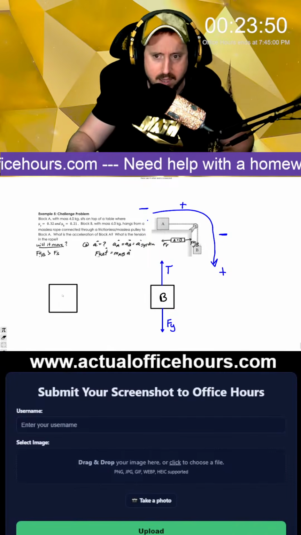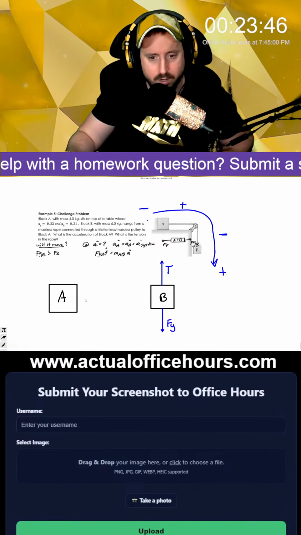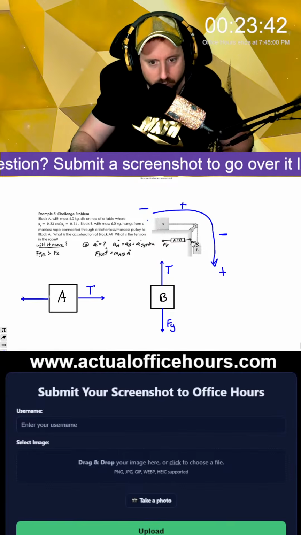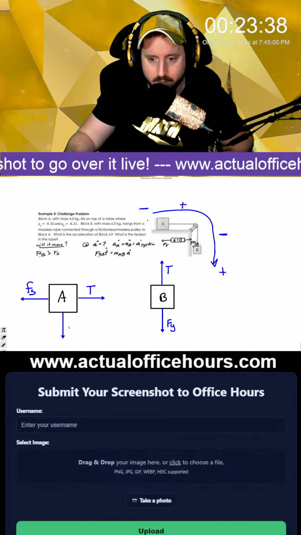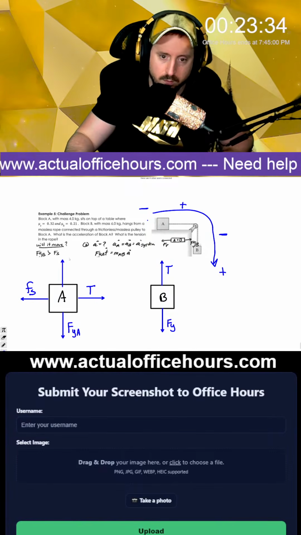And then for A, you're going to have T pointing to the right, and then probably some sort of friction pointing to the left, right? And then you also have force of gravity on A and then the normal force.